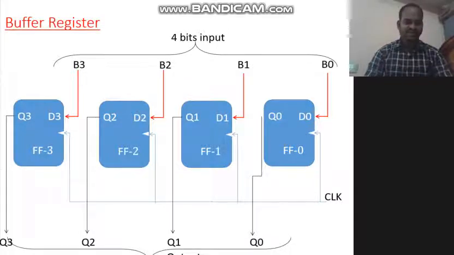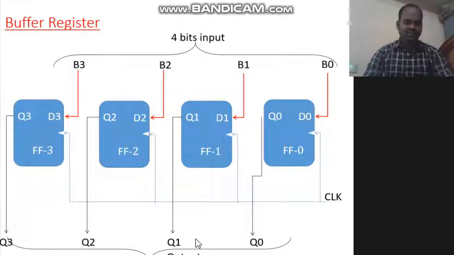Initially 4 D flip-flops are required. This is the first flip-flop, second flip-flop, third flip-flop, fourth flip-flop. These 4 flip-flops have 4 inputs. This flip-flop has the input B0, this one has the input B1, then B2, B3. These are the 4 inputs. This is the clock pulse applied to each and every flip-flop. The same clock pulse is applied to each and every flip-flop. The outputs of these flip-flops are: this flip-flop output is Q0, this one Q1, Q2, Q3.